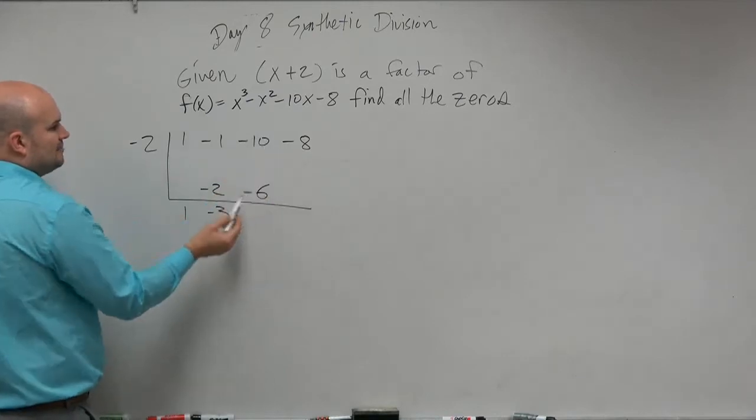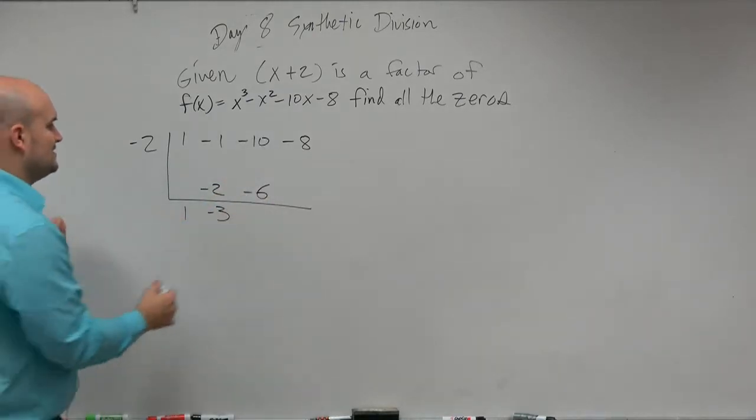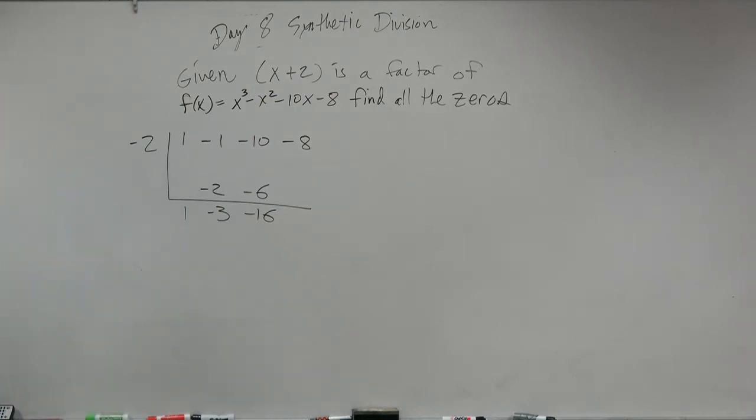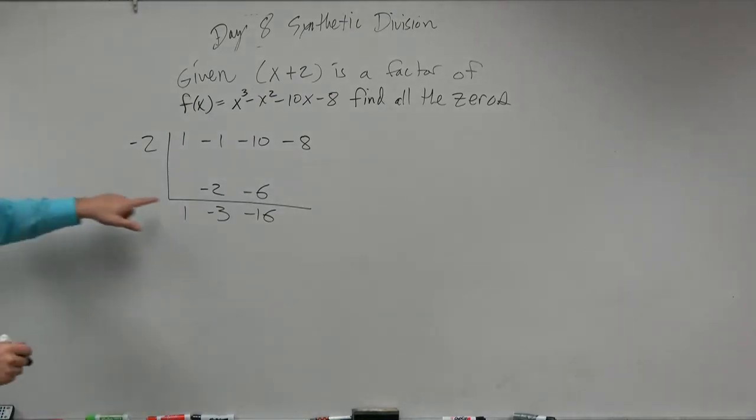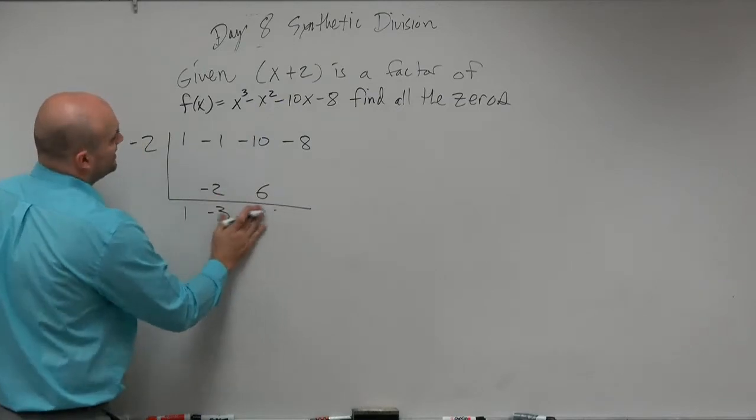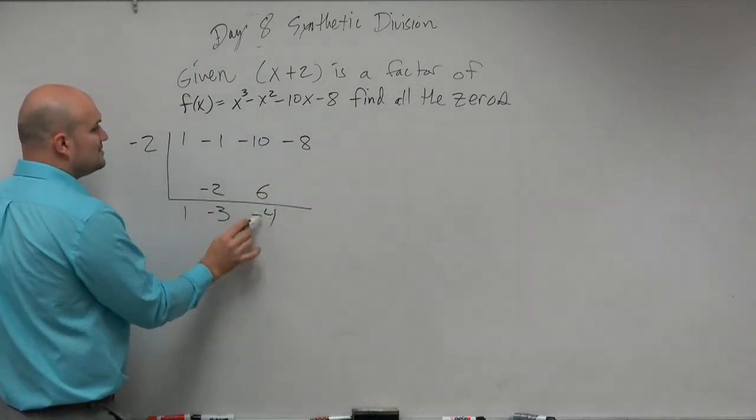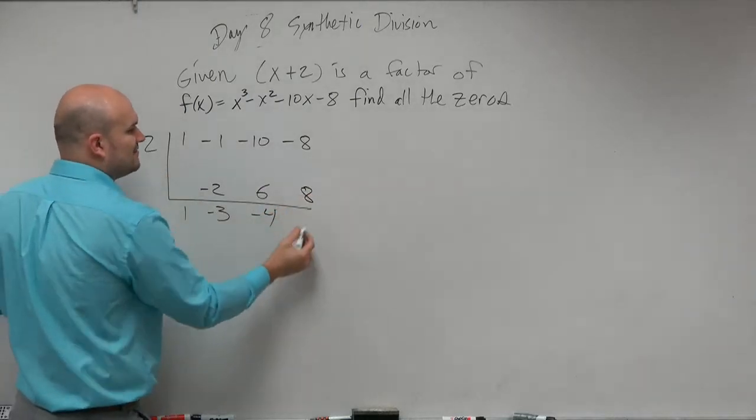-10 plus 6 is -4. Oh, it's just regular 6, there we go. So therefore we have -4. -4 times -2 is now positive, and we have our remainder 0.